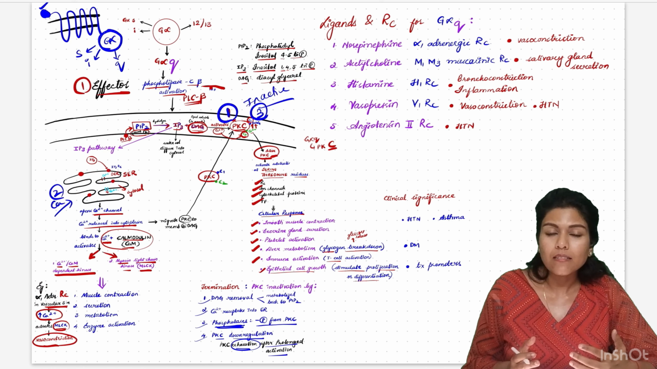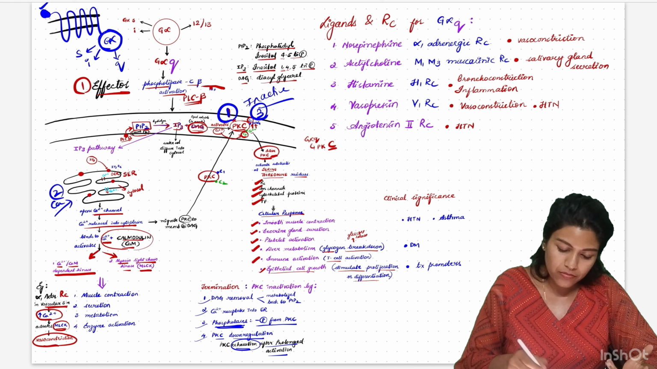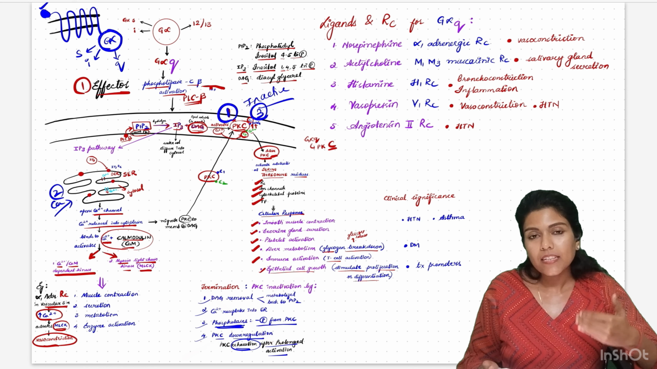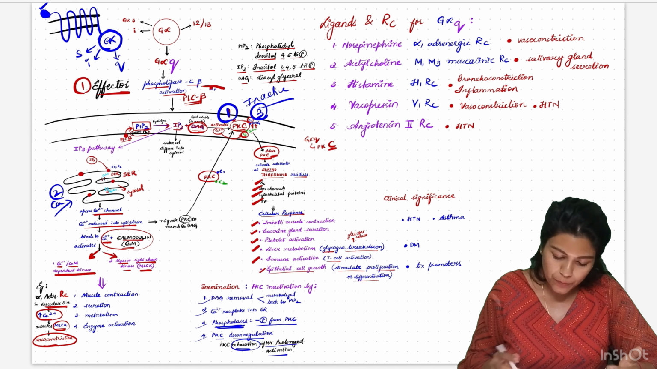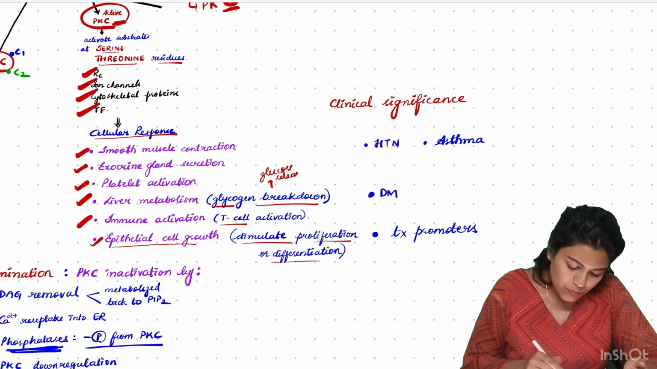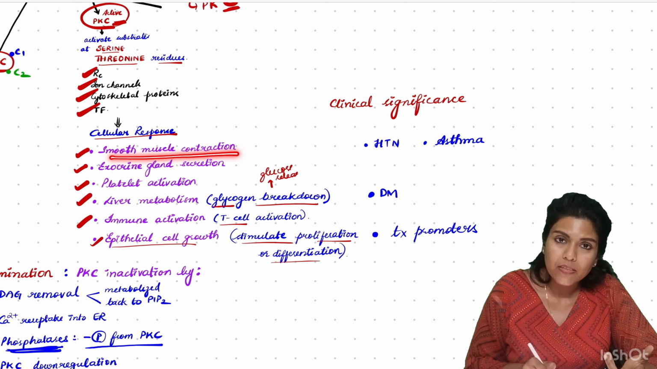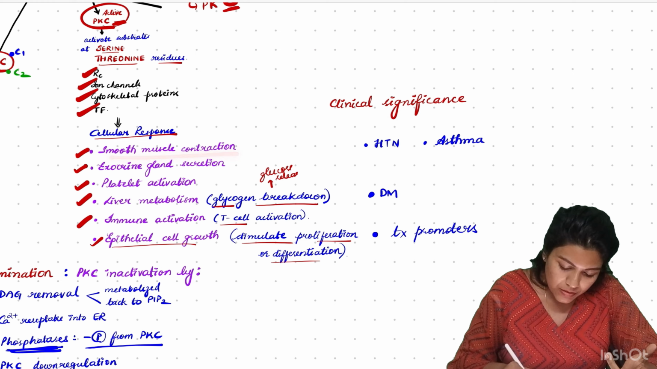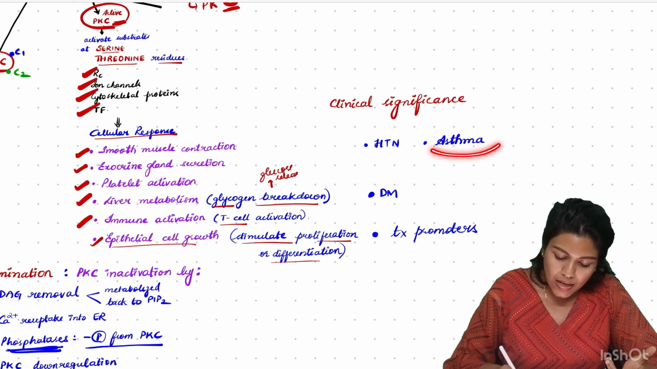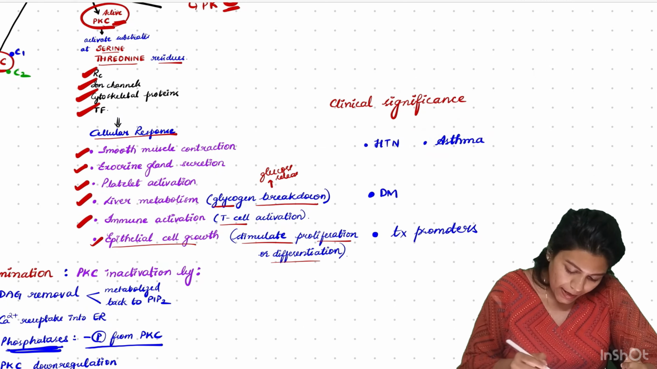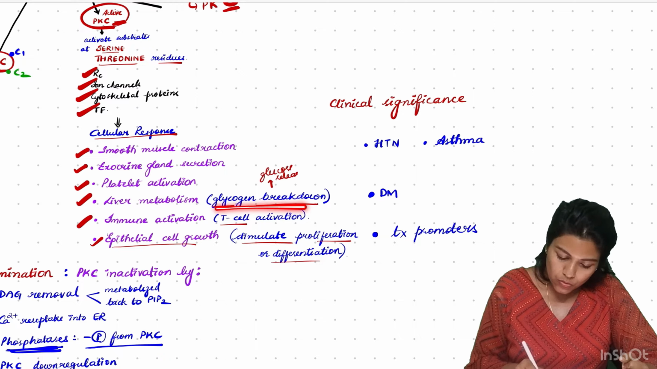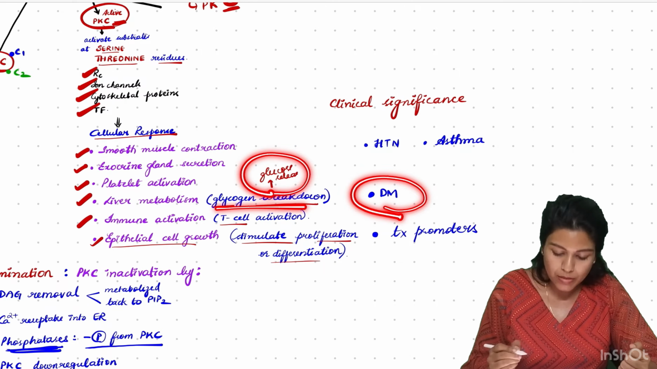So what happens if it gets overly activated? What if the signal doesn't get terminated and the signaling is happening continuously, non-stop? With clinical significance, whenever there is smooth muscle contraction for a longer time, when the signaling is happening, it will result in hypertension in the vascular beds and asthma in the airways. And liver metabolism increases. That means more glycogen breakdown, more glucose release. It will result in diabetes mellitus.